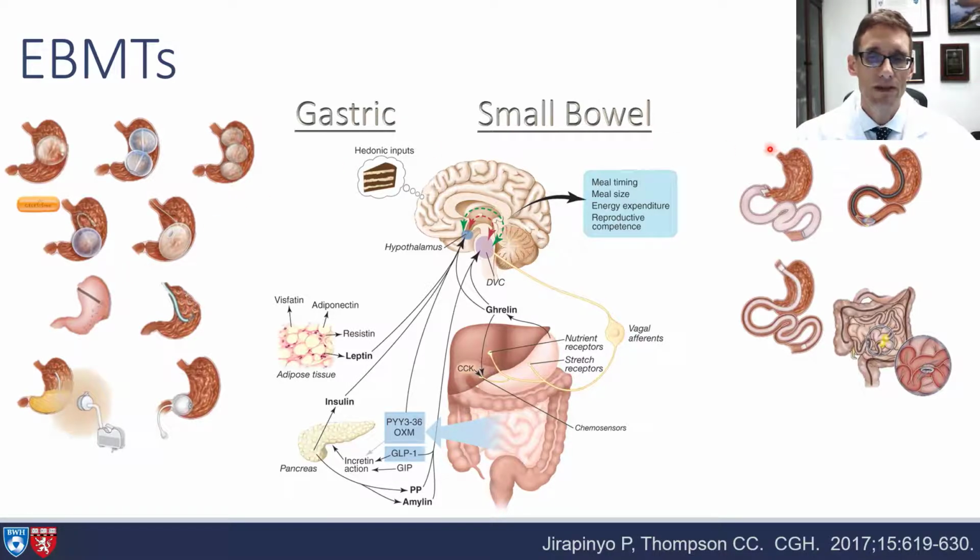And the small bowel devices really are targeting specific mechanisms. You have duodenal mucosa resurfacing, which is working on foregut mechanisms, anastomotic technologies, which are working primarily on hindgut mechanisms, and then liners, which really are trying to work on both of those pathways.